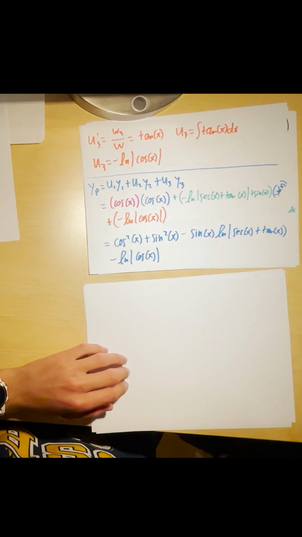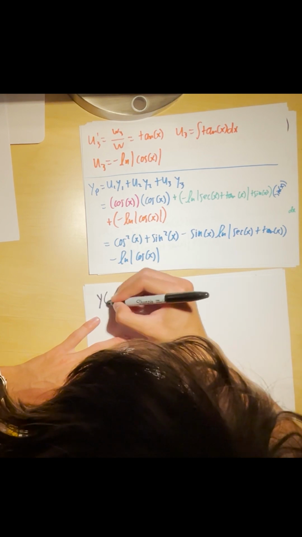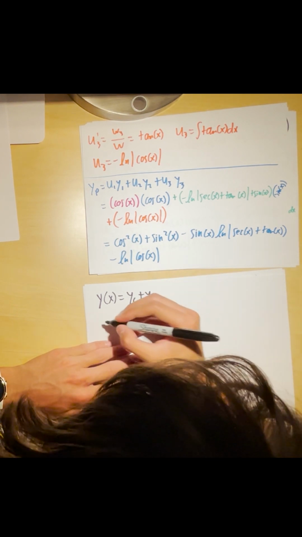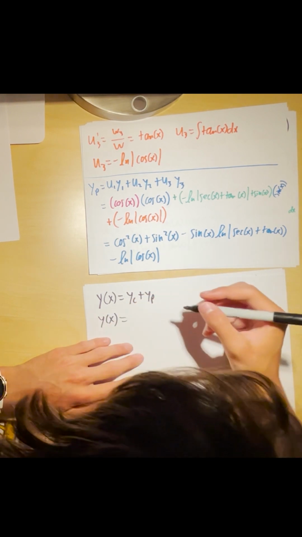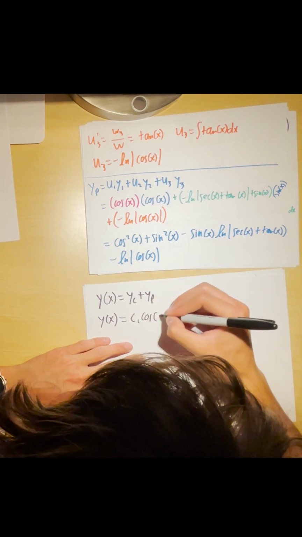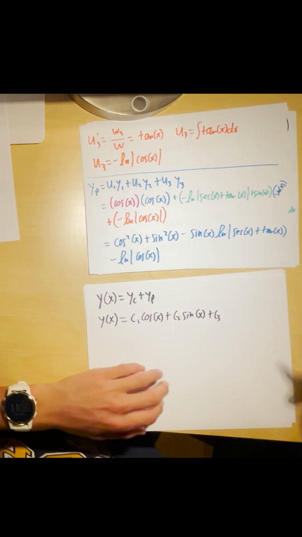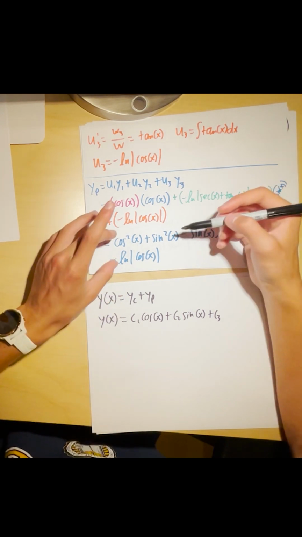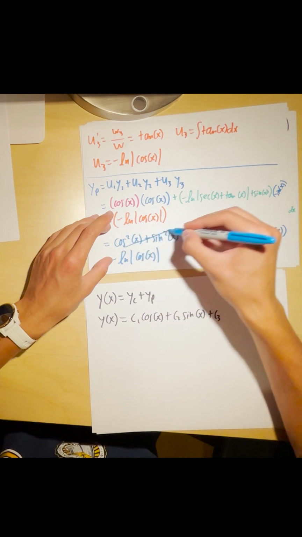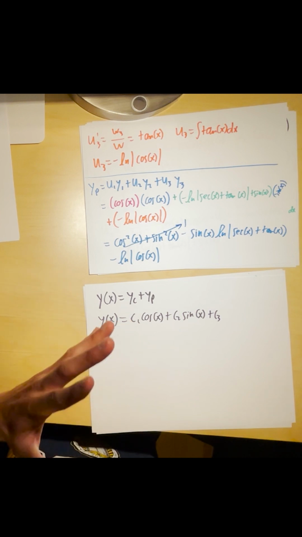And let's illustrate this. y of x equals yc plus yp. So our complementary solution, remember, it was c1 cosine x plus c2 sine of x plus c3. And we're going to be adding on yp. And so this part of yp just goes to 1, like I was saying. And 1, we can just add that into c3 and redefine c3 as including that 1.